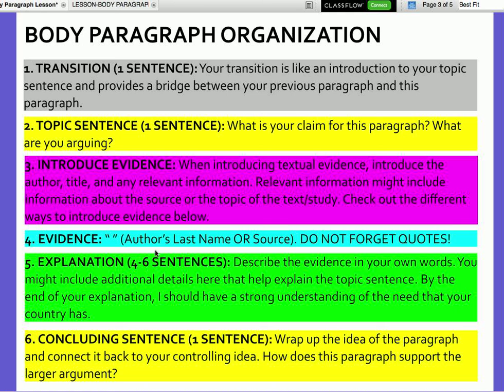In your explanation, you're going to describe that evidence in your own words. You might include additional details that can help you explain the topic sentence. But by the end of your explanation, I should have a really strong understanding of the need that your country has. And I should really understand maybe some of the evidence behind that. And you are going to have to teach me that information.